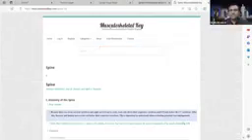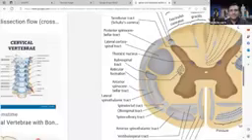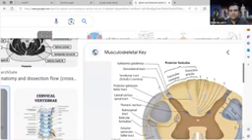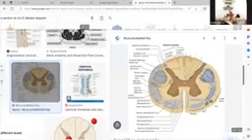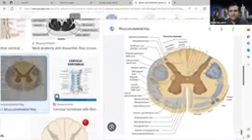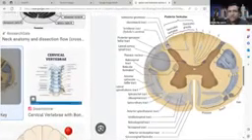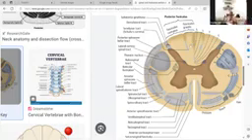Okay, actually they are not allowing us to see this diagram also. Yeah, now it is clear. See this posterior funiculus. This much part is the fasciculus cuneatus, and this much part is the fasciculus gracilis. Now fasciculus gracilis.